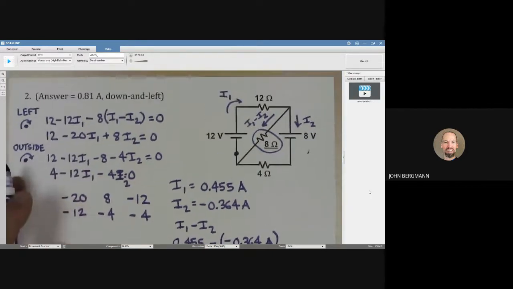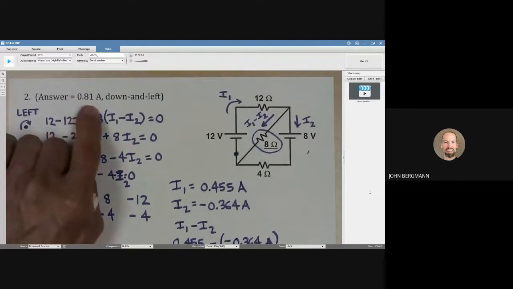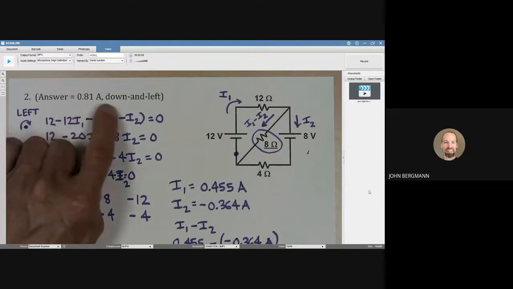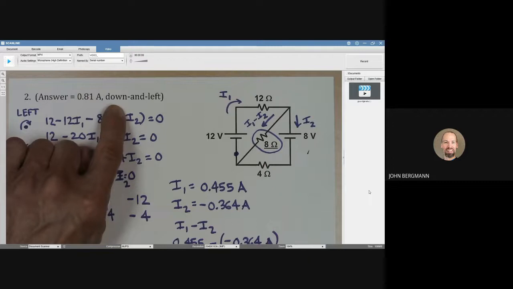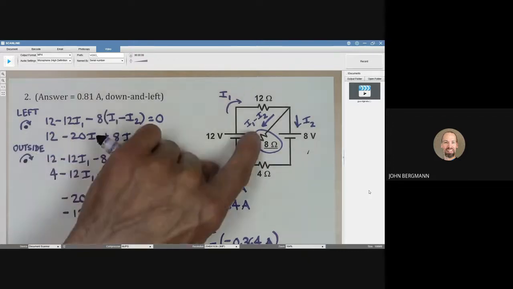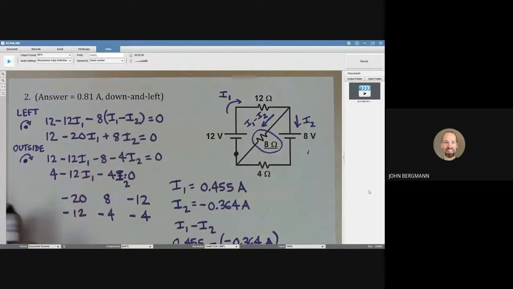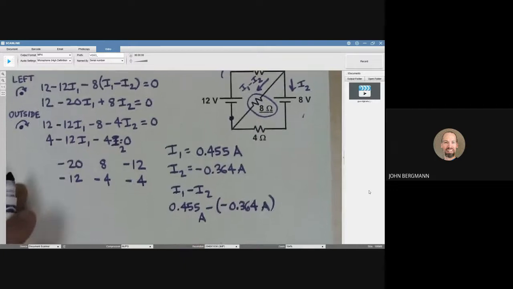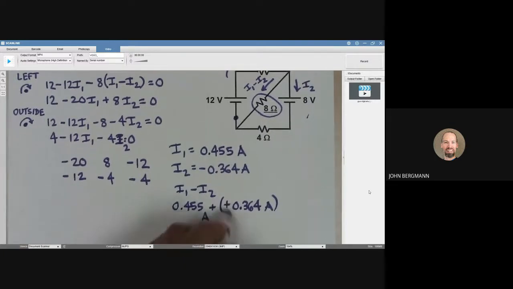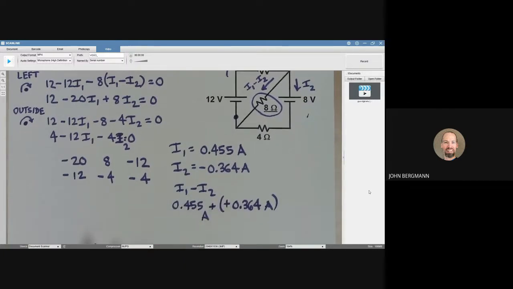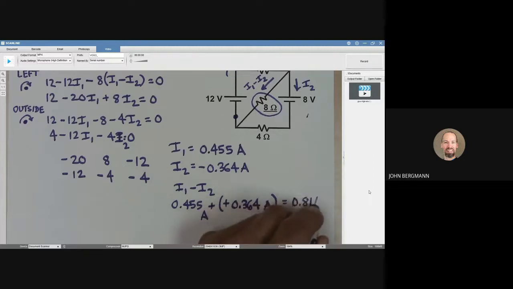Look at that. We were told from the beginning that our answer would be 0.81 amps, pointing down and to the left. And look at our picture. Down and to the left. And if you put those together, those negatives cancel out. You end up with a positive right there, 0.81 amps. All right, that's pretty neat.